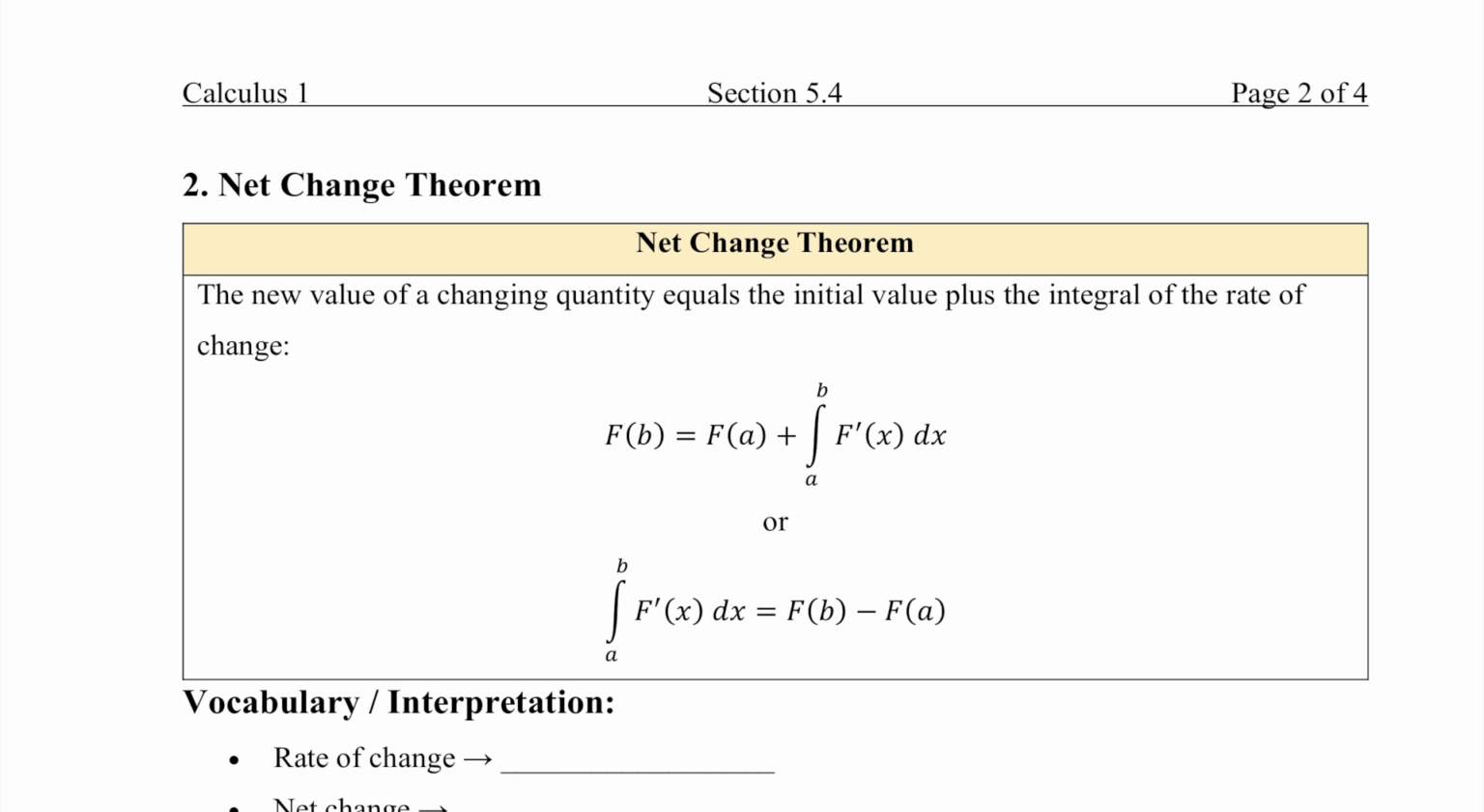And another way to write the same idea is the definite integral from a to b of f'(x) dx equals f(b) minus f(a). Let's talk about what this really means. f'(x) is the rate of change. The integral adds up all those small changes, and that gives us the total change, or what we call the net change. So the integral is basically telling us how much the quantity changed overall.